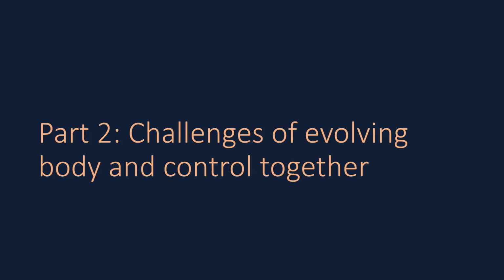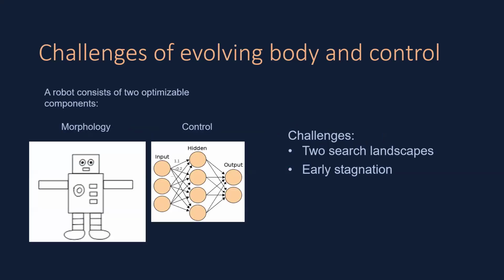It doesn't have focus. Let me just check that. I am going to talk about the challenges of evolving body and control together. So when optimizing a robot, you basically have two components you want to optimize. One is the morphology or the body of the robot, and the other is the control of the robot.